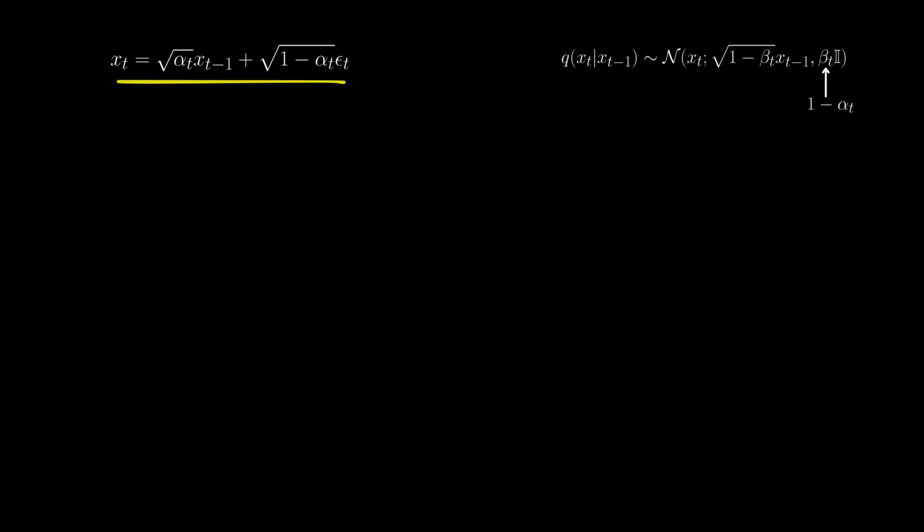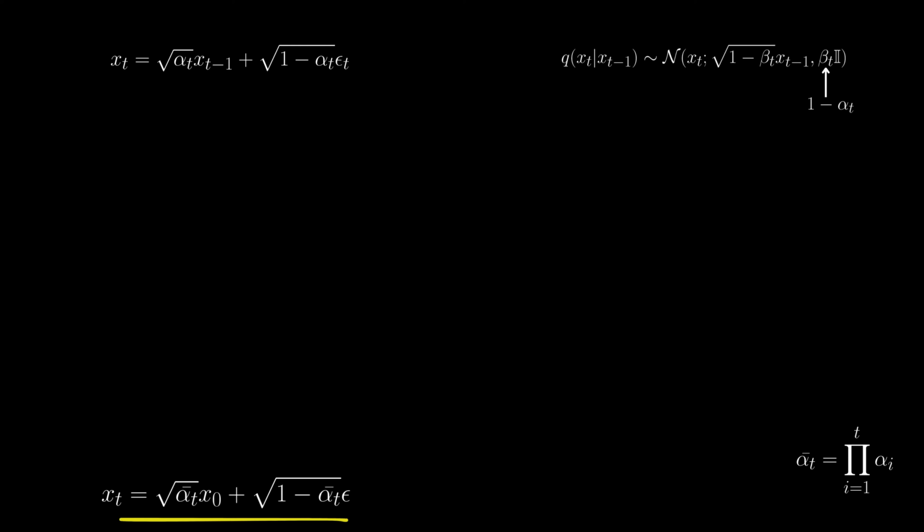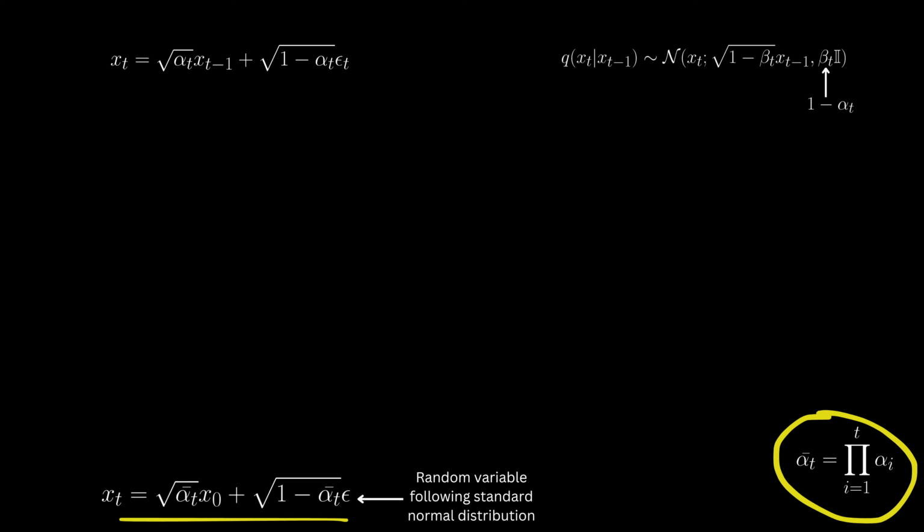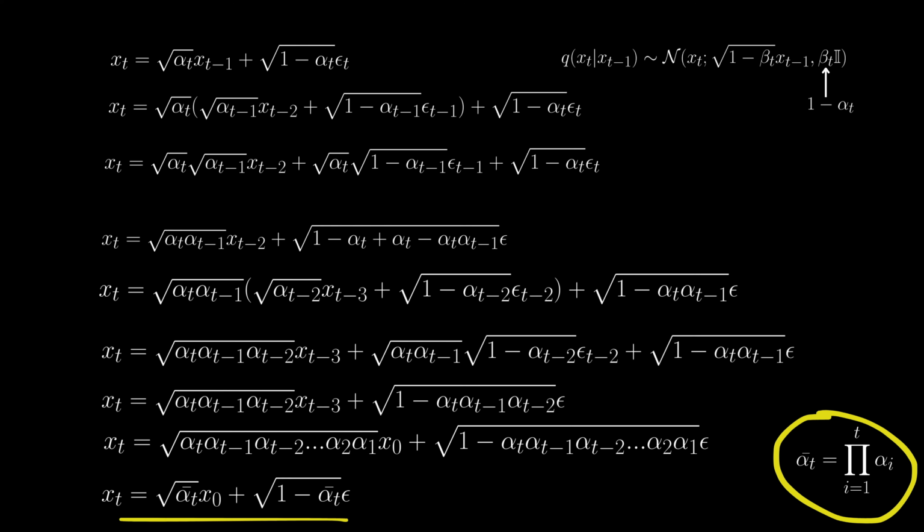But rather than going through the entire chain, we saw that we can get to x_t directly from x_0 in this manner. Here alpha_t bar was the cumulative product of all alphas till time step t. And epsilon is again a random variable representing samples from normal distribution. In the DDPM video, we had gone through all the steps to derive this, so I won't go through that here.